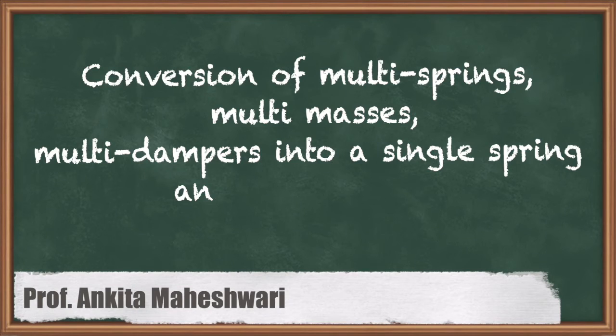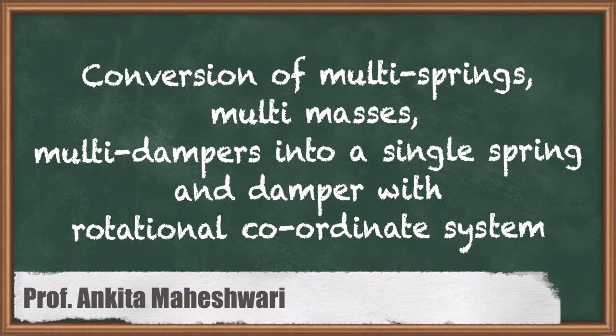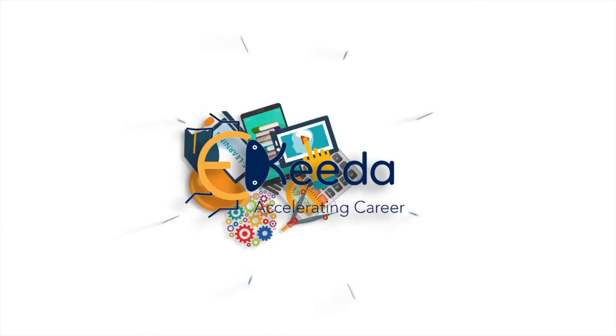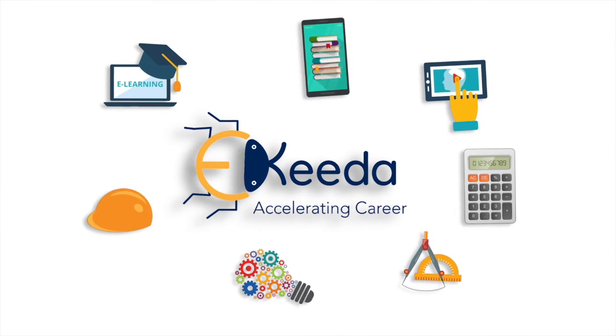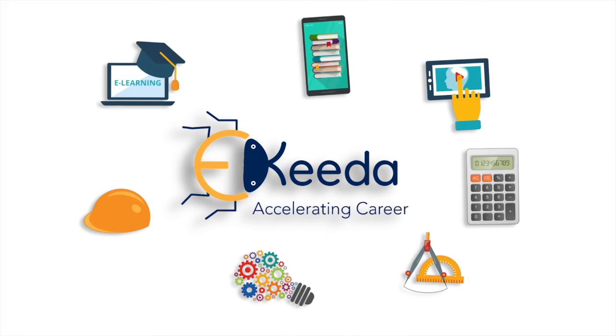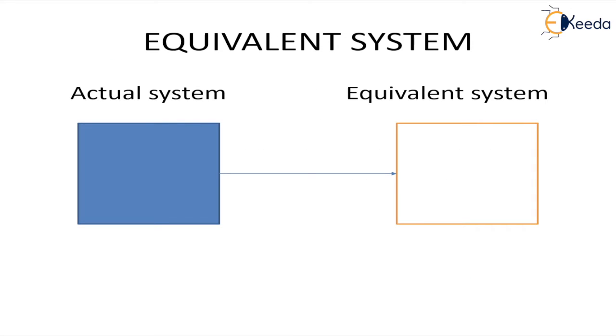Hello everyone, in this video we'll discuss the equivalent single degree of freedom vibration system with rotational coordinates. Now what is an equivalent system? If we replace an actual system with an equivalent system, we mean that the equivalent system should respond to all the forces, to all the movements, in the way that the actual system responds.